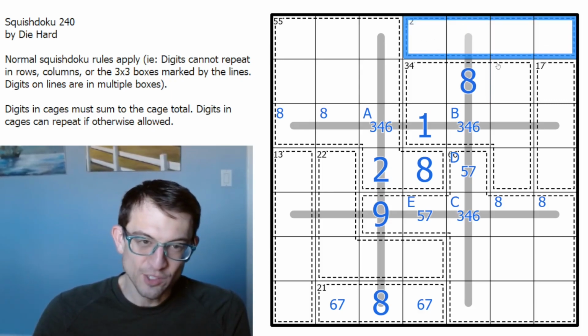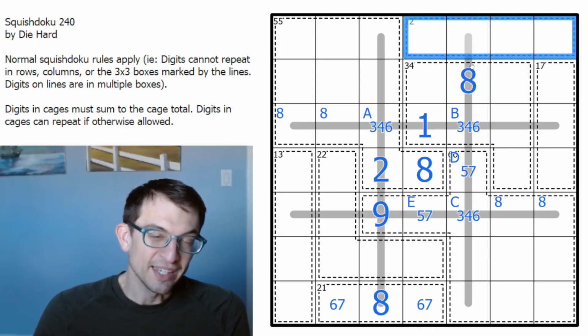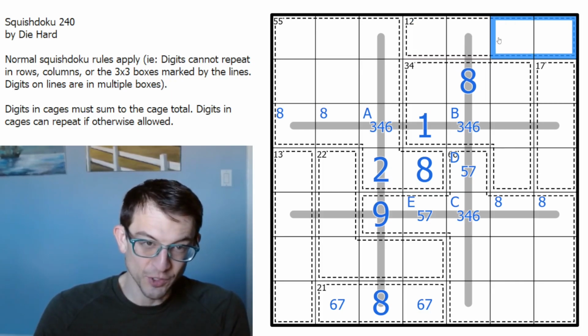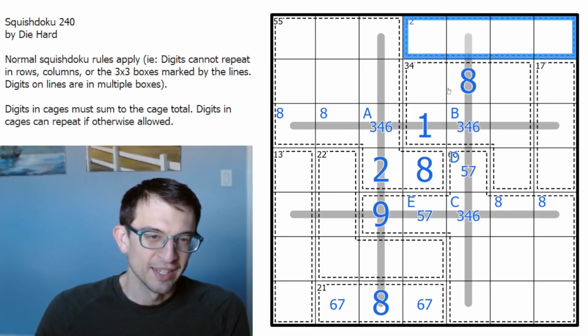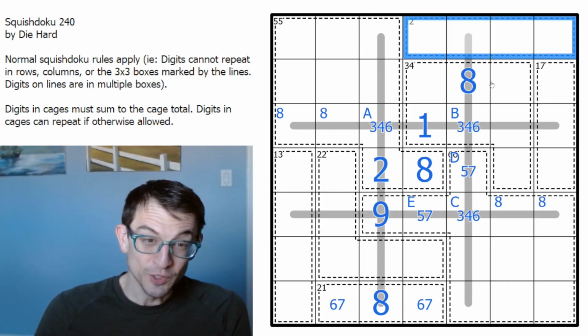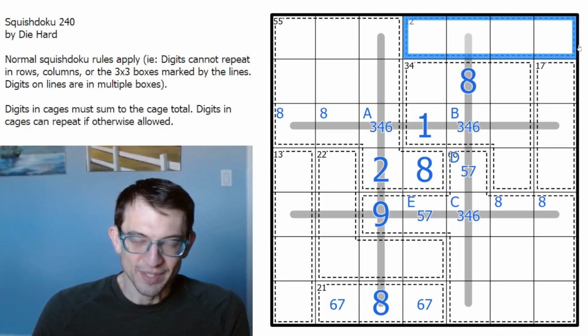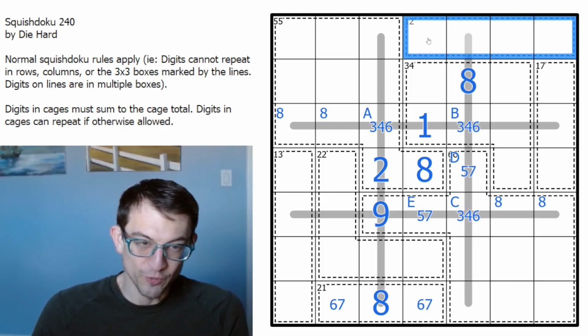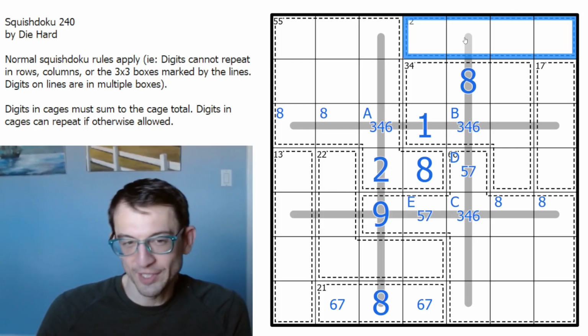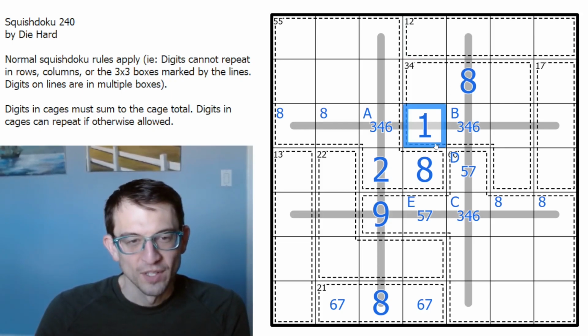So back to this cage, what goes in here? I need a 1 for sure. If I don't have a 1, it's 2, 3, 4, 5. That's 14 at a minimum. I need a 2 as well, because if I don't have a 2, the minimum it could be is 1, 3, 4, 5. That's 13. And then in addition to the 1 and the 2, I need either a 3, 6 pair or a 4, 5 pair.